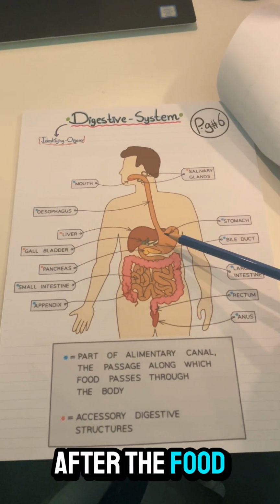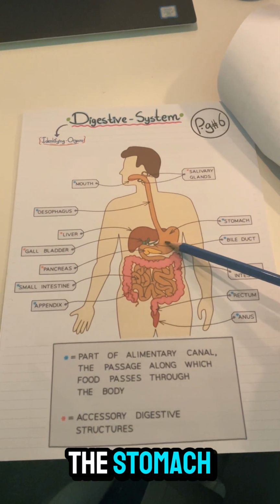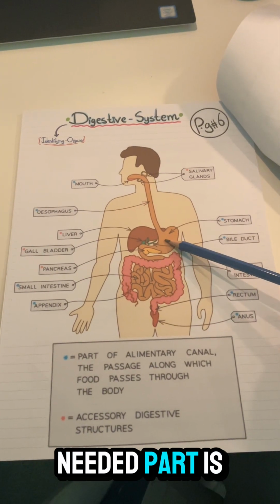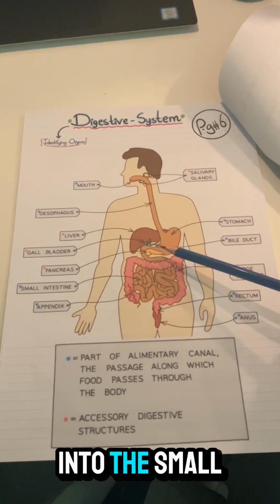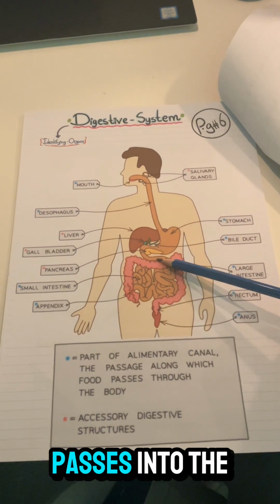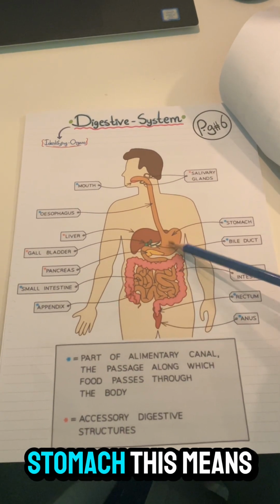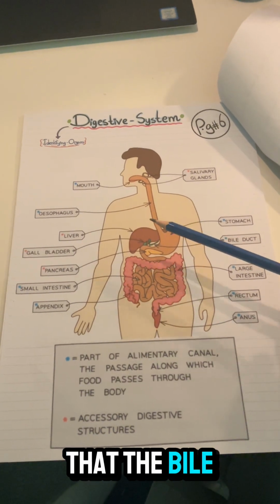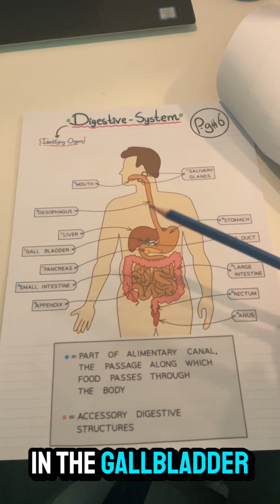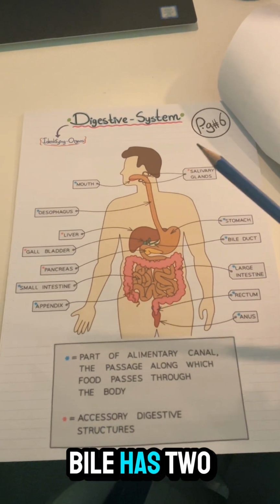Now, after the food is digested in the stomach, the remaining needed part is going to pass into the small intestine. Before the food passes into the small intestine, we know it is coming from an acidic solution in the stomach. This means that the bile that was stored in the gallbladder is needed. Now, what is the function of bile? Bile has two main functions.